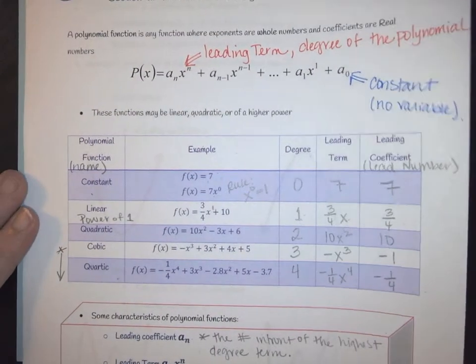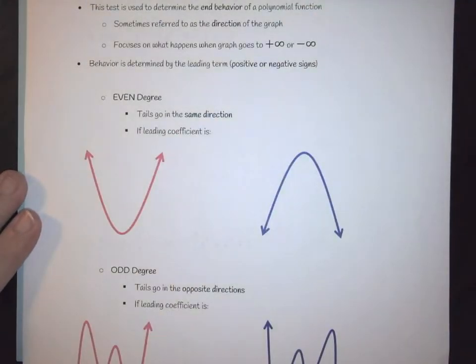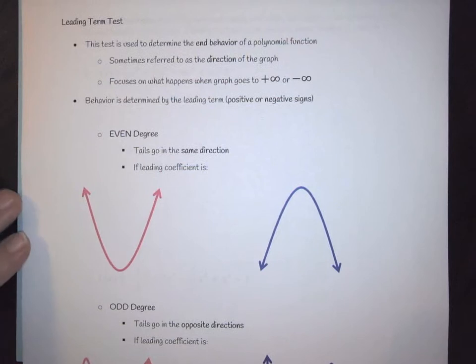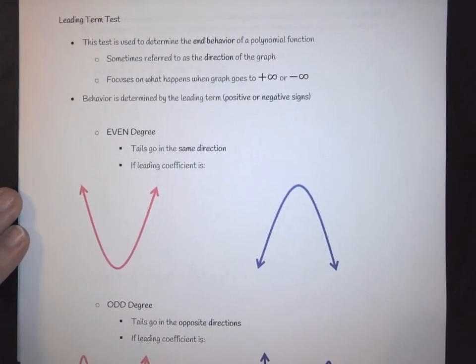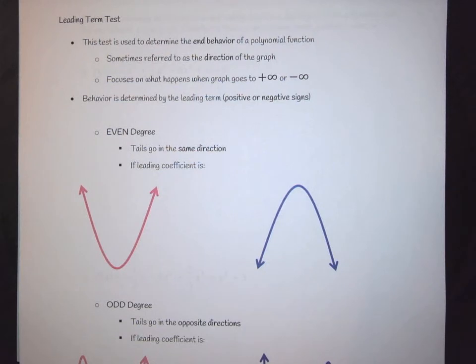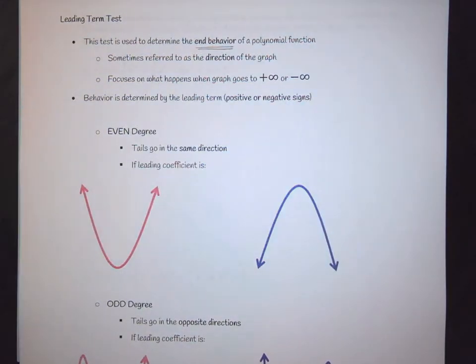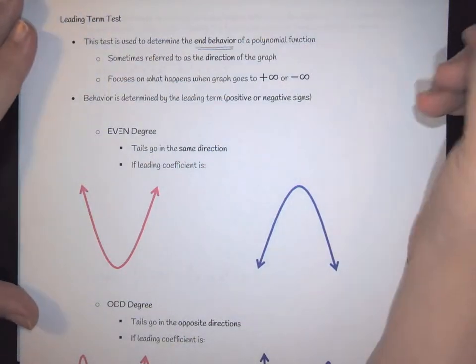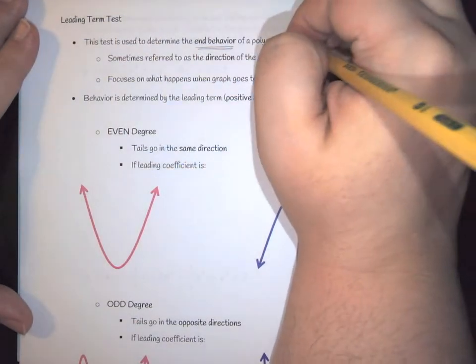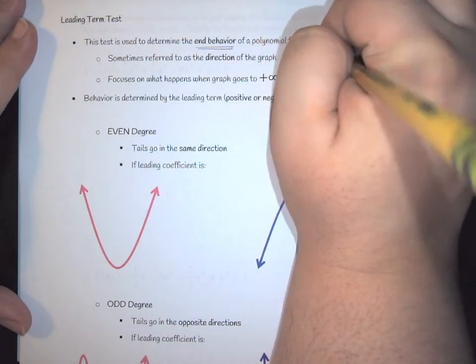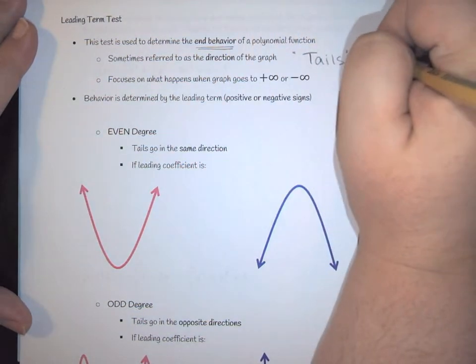Okay? Now, we have a couple concepts and ideas that we use to kind of analyze some of these higher level polynomials, and the first is called a leading term test. Your leading term test is going to help you determine what's called the end behavior. So the end behavior of your polynomial. In other words, what is happening when we are thinking about the infinite spectrum. Okay? Now, your behavior is determined by the sign. Okay, so one thing that we call your end behavior is we call it the tails. So it is the tails of the graph.